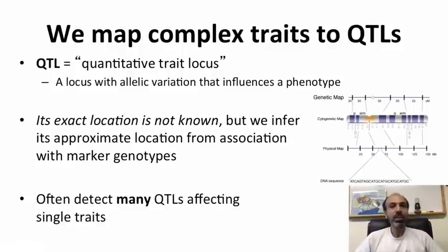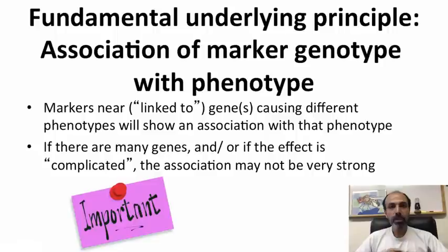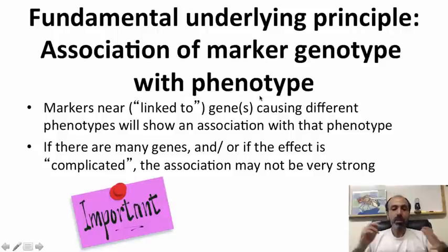And we'll come back to this a little bit later on, how something that we map as a QTL may not actually be the location of the gene causing the trait. But nonetheless, we infer the approximate location from the association with marker genotypes. Now, very often, we detect many QTLs affecting single traits, so something like height, for example. But just as before, the fundamental underlying principle is we're looking for an association of marker genotype with phenotype. Okay? We're looking for that.